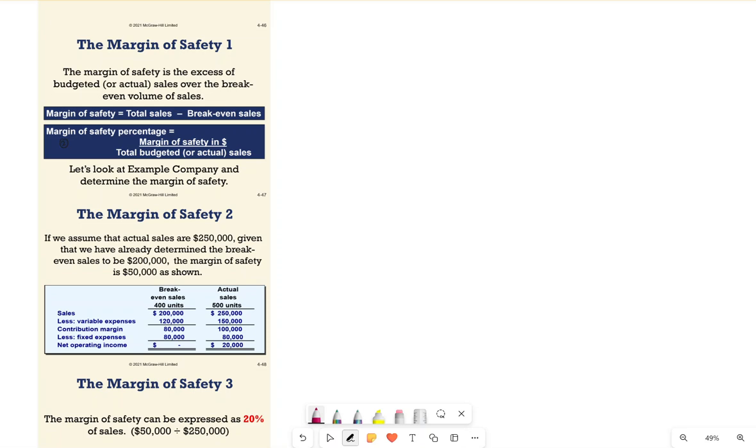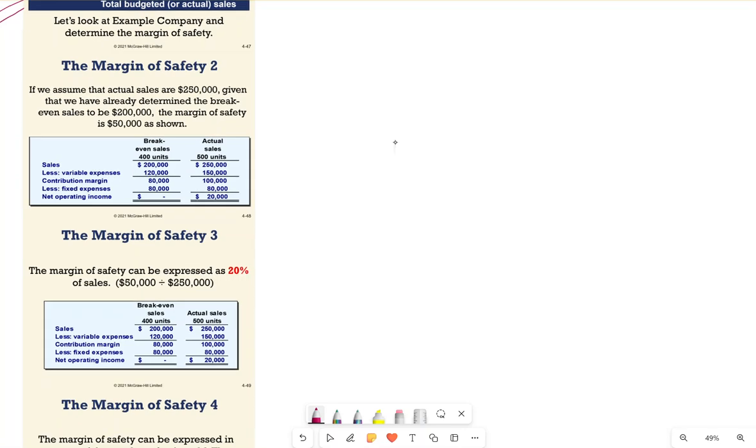The next one is just a formula you need to remember, margin of safety. What does it tell you? The margin of safety is the excess of actual over the break even. So what is your safety? Your total sales, which is your actual sales, minus your break even sales. It could be shown in a dollar value, or it could be shown in a percentage. If you ask for a dollar value, you take total sales minus break even sales. But if they tell you a percentage, you take the margin of safety divided by your actual sales. It represents a percentage of sales.